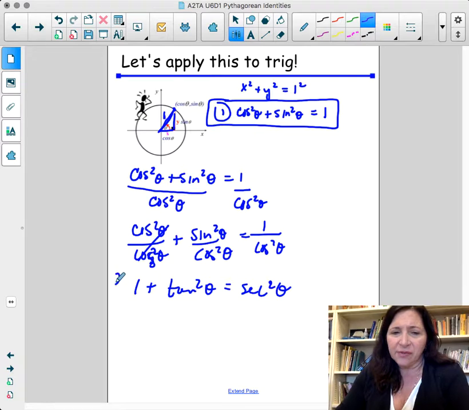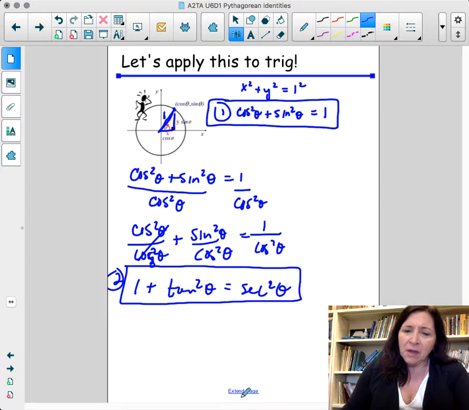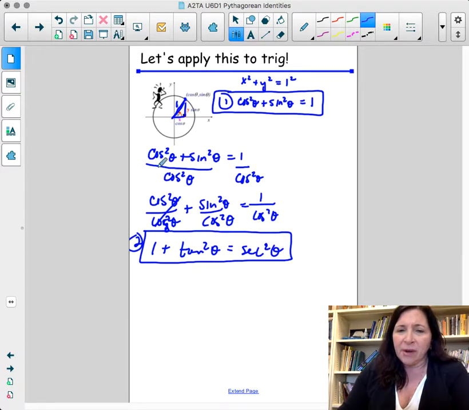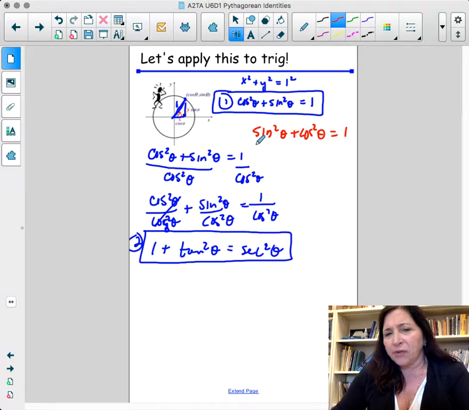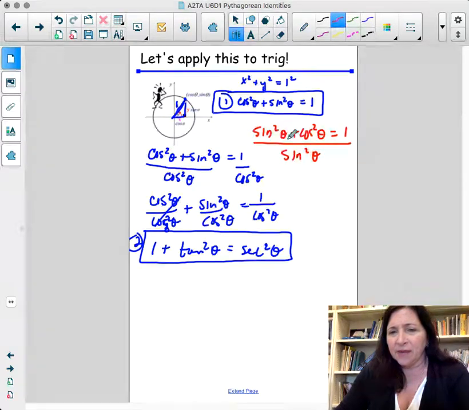And so this is now my second identity that I need to remember. The third identity is if I were to take the original identity, which is sine squared plus cosine squared equals 1. And let me do that over here. So again, I'm going to go sine squared of theta plus cosine squared of theta equals 1. And instead of dividing it by cosine, I'm actually going to divide everything by sine squared of theta. And in doing that, sine squared, I'm going to get 1. This is my third one.